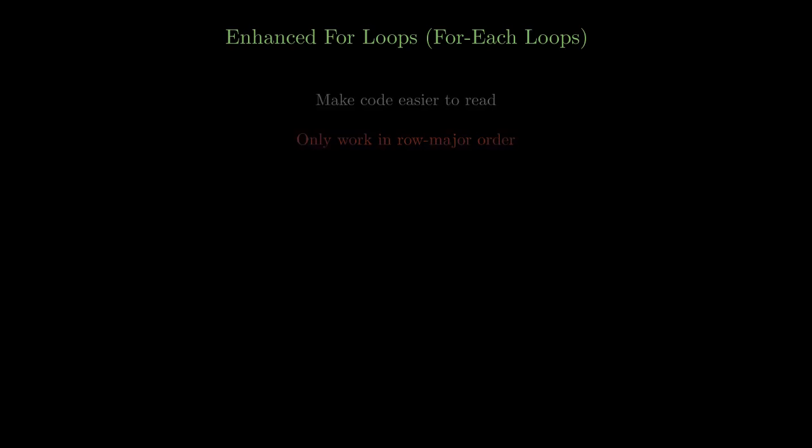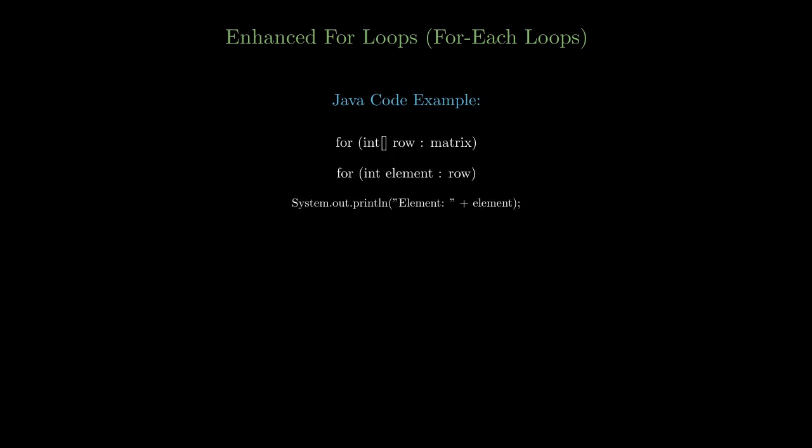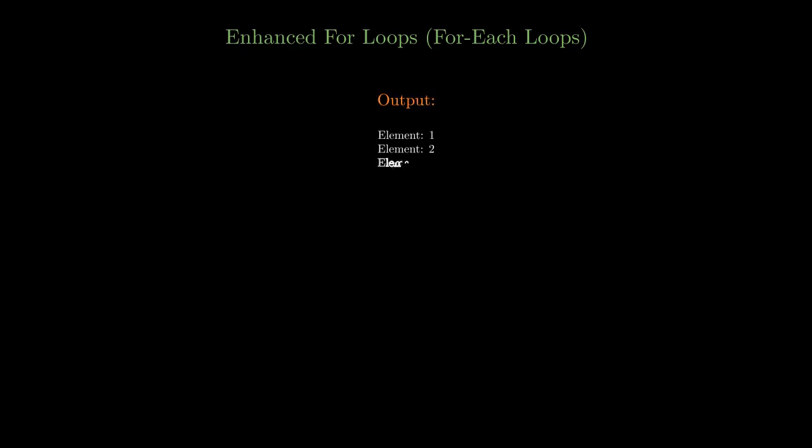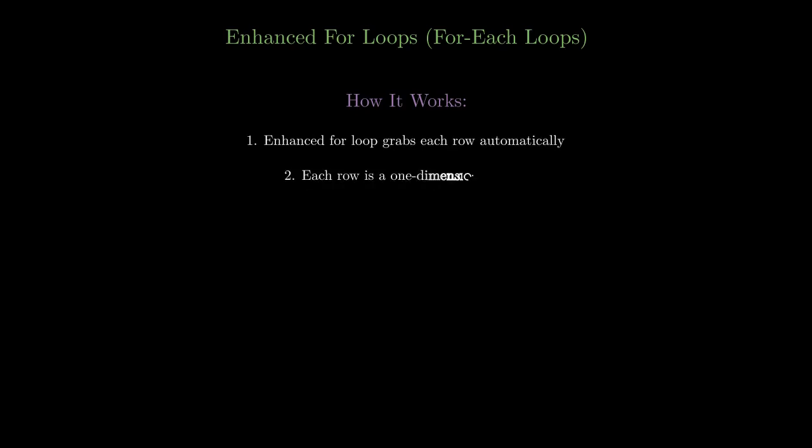We write, for (int[] row : matrix). Then inside that, for (int element : row). System.out.println("element: " + element). This will print element 1, element 2, element 3, element 4, element 5, element 6, element 7, element 8, element 9, element 10, element 11, element 12.